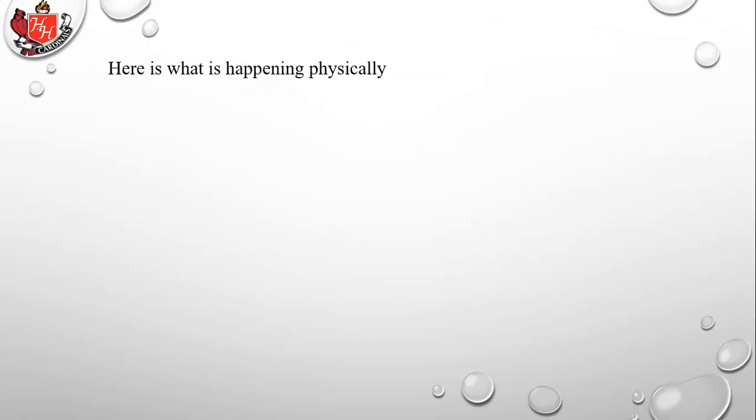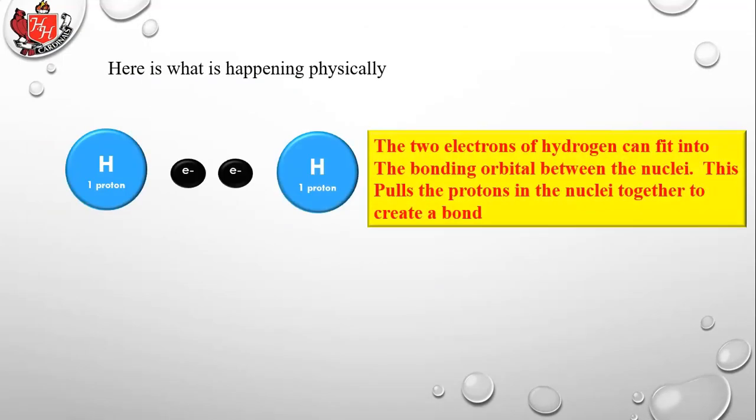So here's what's happening physically. 2 electrons of hydrogen can fit into the bonding orbital between the nuclei. This pulls the protons in the nuclei together to create a bond. So right there is the bonding orbital. Those electrons in between are pulling on the protons in the nucleus of each hydrogen, and it's holding them together. So it's a perfect relationship in there.